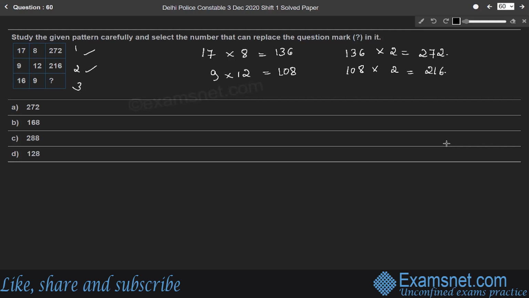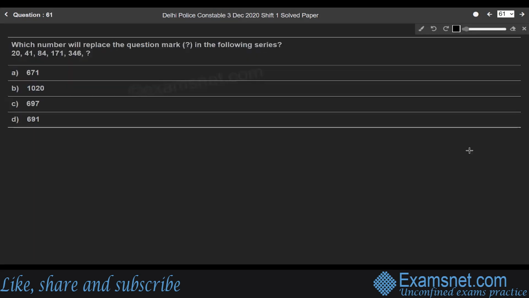In the same manner, 16 into 9, 144. When 144 is multiplied by 2, we get 288. Therefore, the number that can replace the question mark is 288. Option C. Question 61. Which number will replace the question mark in the following series?